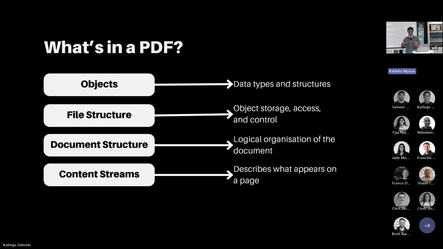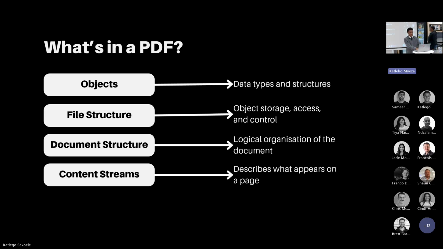So what is actually in a PDF? A PDF file at its core is a binary file with four main components. So the first one are objects. Objects are just the building blocks of a PDF file. These are the basic data types and structures such as numbers, strings, arrays, dictionary, all the cool data types that we know and love. This also includes stream objects, which handle large data like images and text.